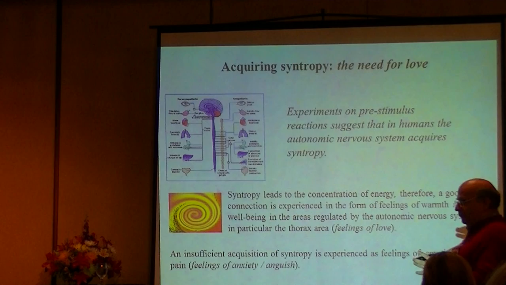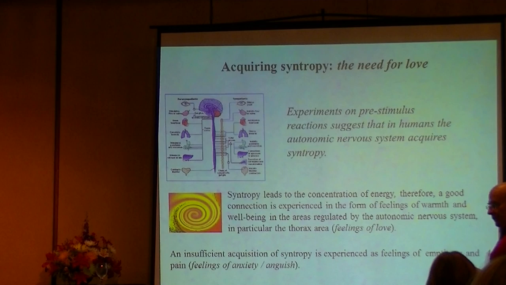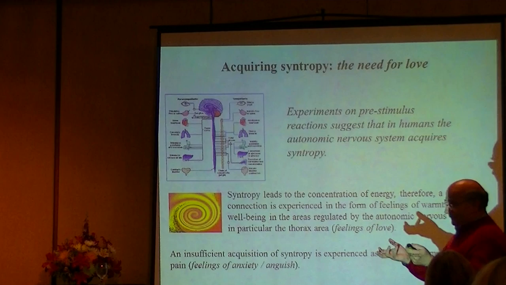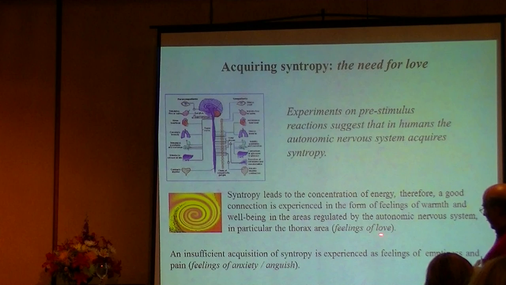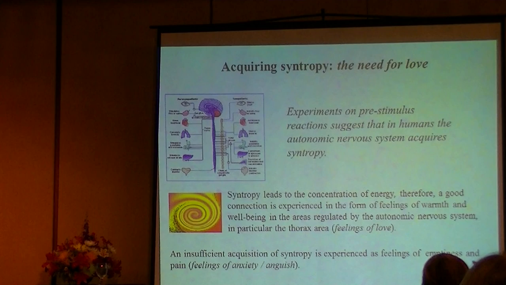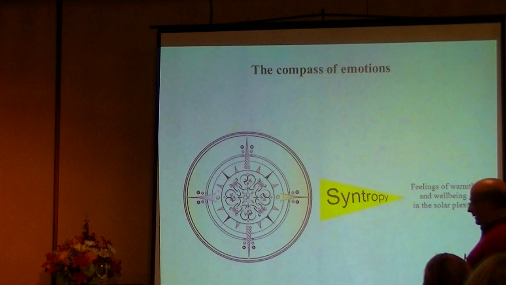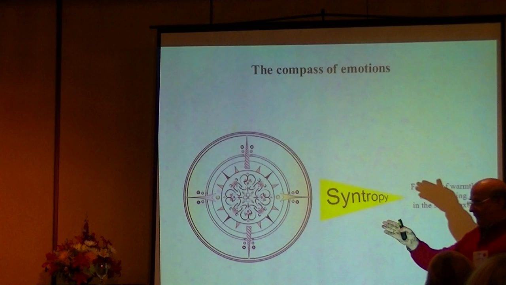We start experiencing emptiness linked to suffering because our vital functions don't get the right amount of syntropy. So on a side, we would have love that tells us that the direction is the correct direction. On the other side, we would have anxiety and anguish that tell us that we are not on the right track. Consequently, emotions would play a very important role in telling us which is the direction we have to follow. And they would work more or less as a needle of a compass.